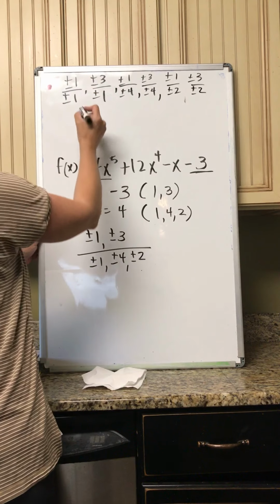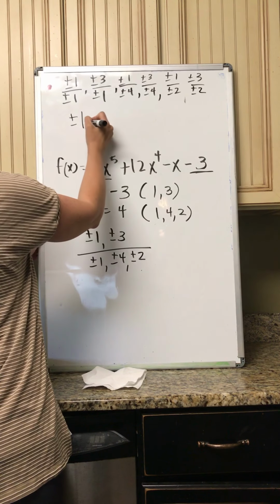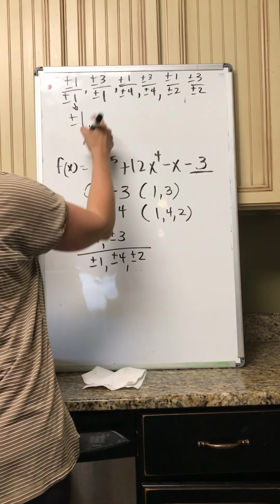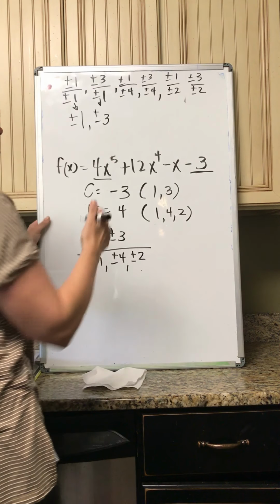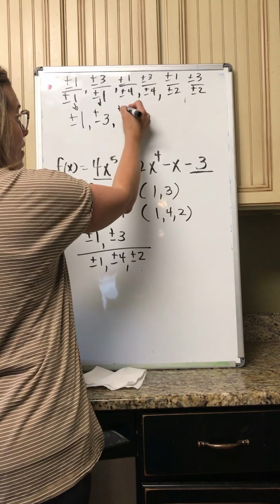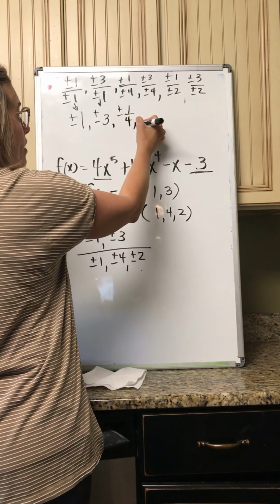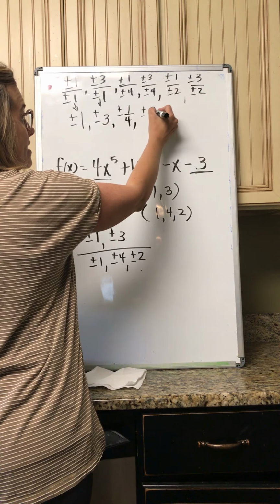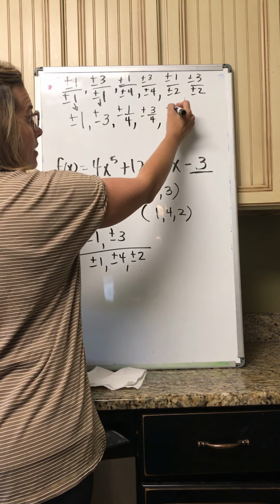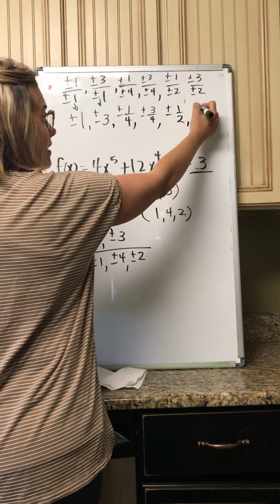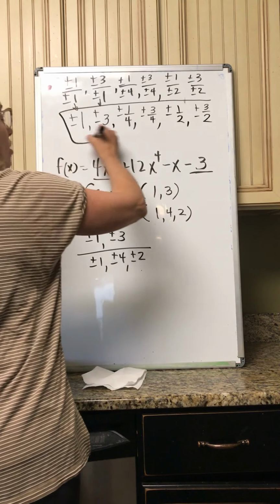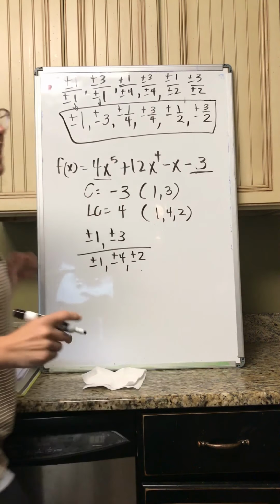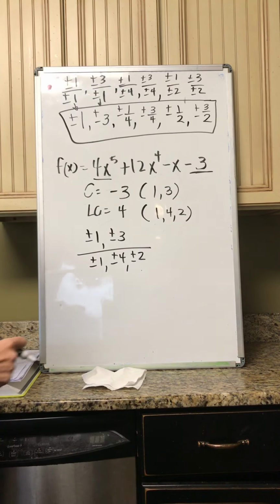When you do this, this is just plus or minus 1 here. Okay? This one is plus or minus 3 because 3 divided by 1 is 3. Here, you have plus or minus 1/4, plus or minus 3/4, plus or minus 1/2, and plus or minus 3/2. These are your possible rational zeros. Okay?